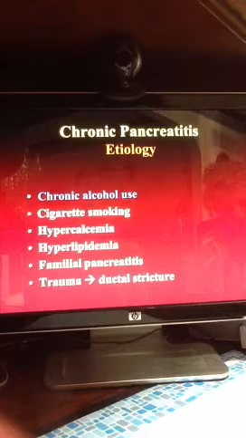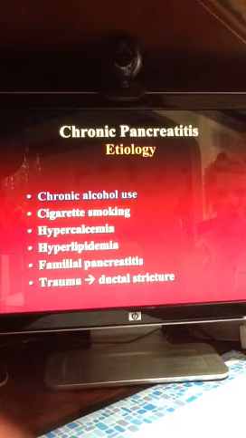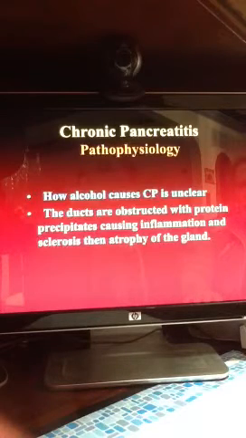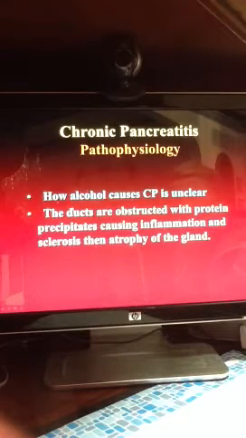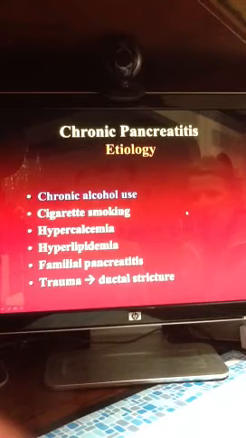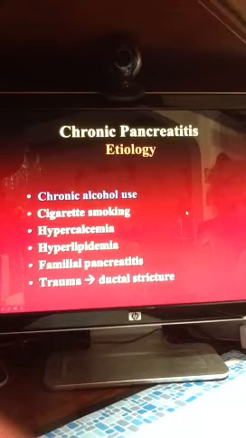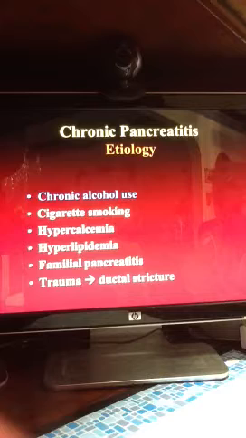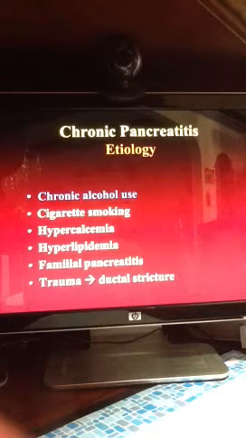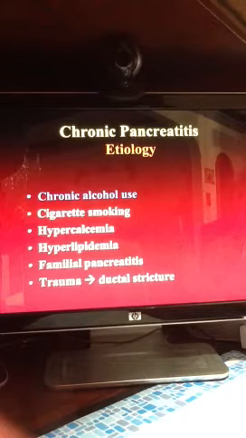Almost all cases in the U.S. are caused by chronic alcohol use. Cigarette smoking accelerates the progression of chronic pancreatitis. Now, while gallstones and gallstone disease can cause repeated bouts of acute pancreatitis, you don't end up with chronic pancreatitis as likely. So most of the time, chronic pancreatitis is going to be alcohol use.